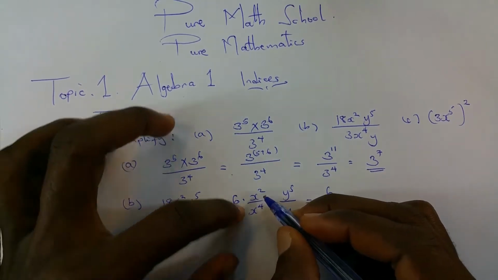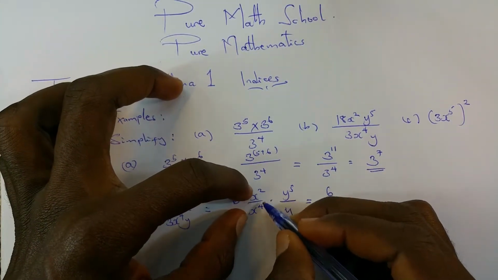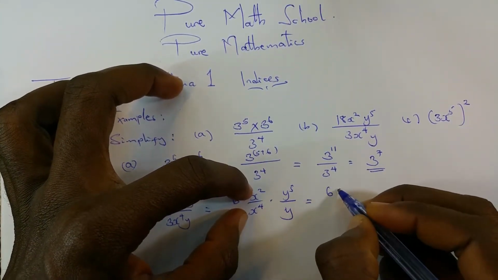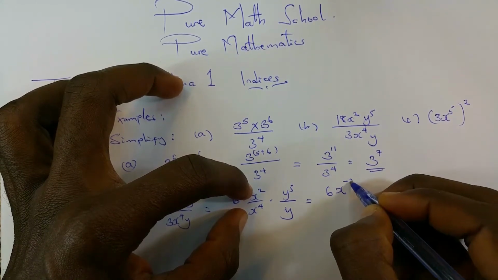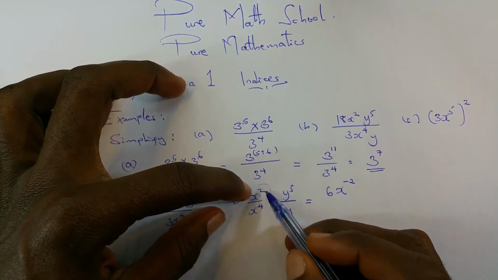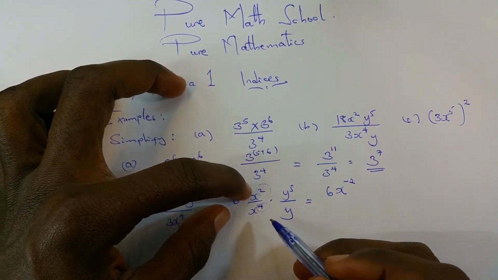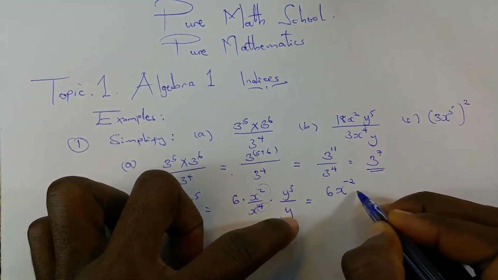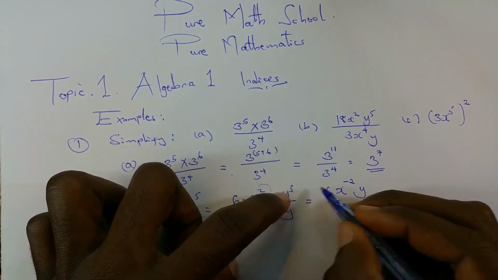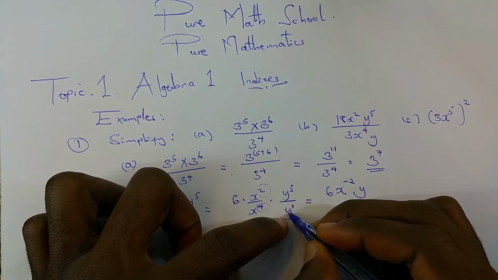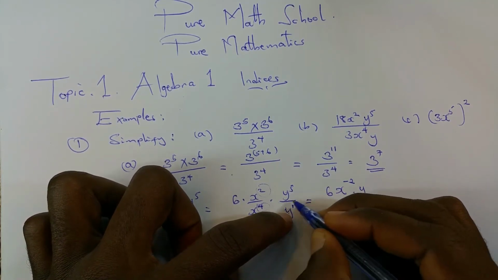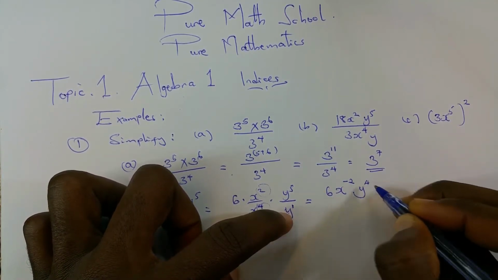If we try to simplify that, we're going to have 6. Then x, remember, when we have the same base of x, that means we're subtracting the powers, which means we're going to have x to the power 2 minus 4 would become negative 2. It is the power in the numerator minus the power in the denominator. Then now we go for y. We're going to have y to the power 5 minus 1, because same base of y, but we're dividing. So we have 4 there.